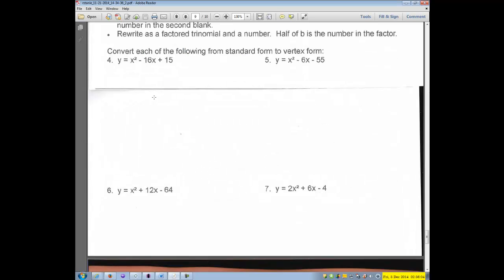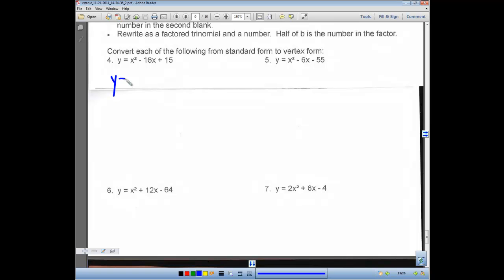Example 4. Converting each of the following from standard form to vertex form. Bullet number 1 says we rewrite the equation x squared minus 16x. We put a plus blank after the x term, plus 15, and we put a minus blank after the number term. These are the two things I want to fill in.